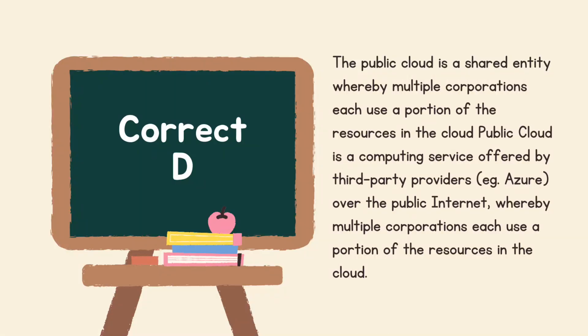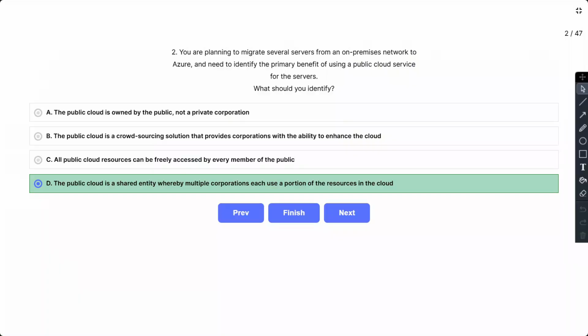So basically, public cloud is a computing service offered by third-party providers like Azure over the public internet, whereby multiple corporations each use a portion of the resources in the cloud. They may be free or sold on demand, allowing customers to pay only per usage for the CPU cycles, storage, or bandwidth they consume.